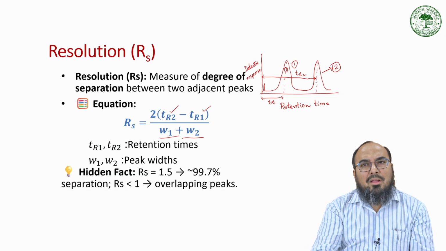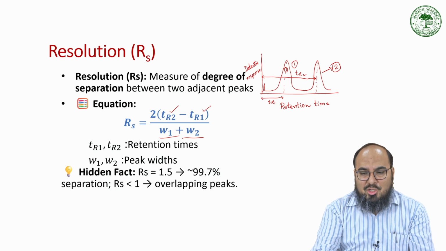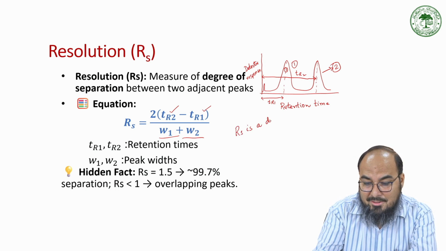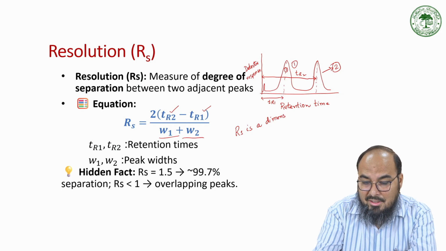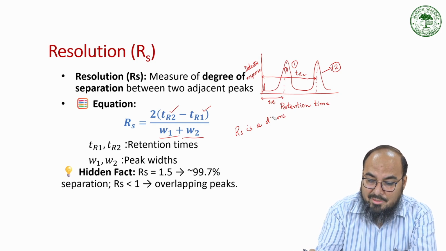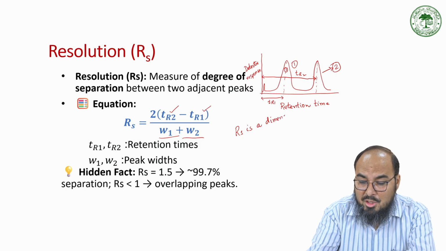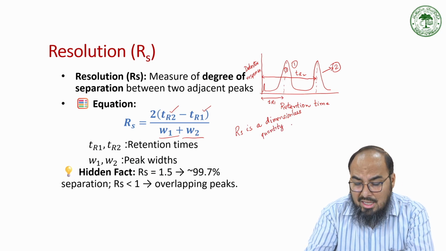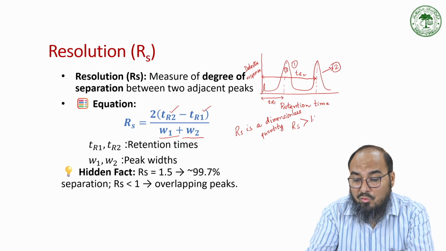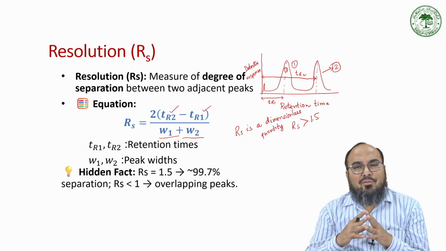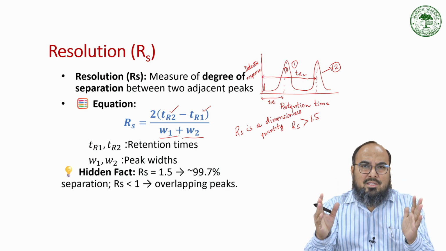So for a better resolution, there is a number. This RS is a dimensionless quantity. It does not have any units. Dimensionless quantity. And for a resolved system, RS must be greater than 1.5, so that we can have well resolved peaks.